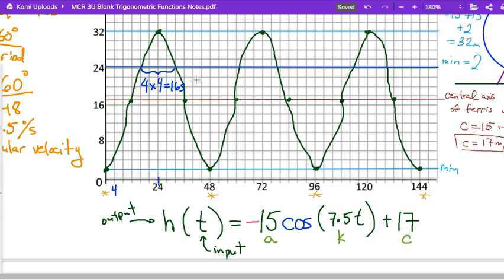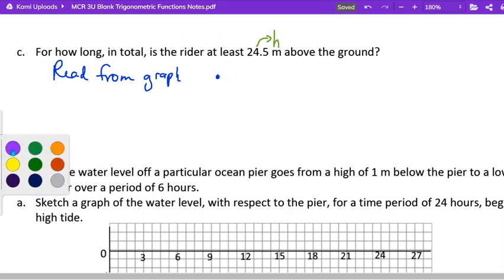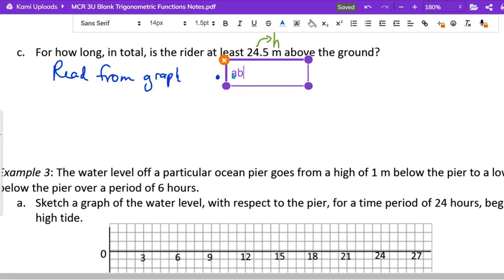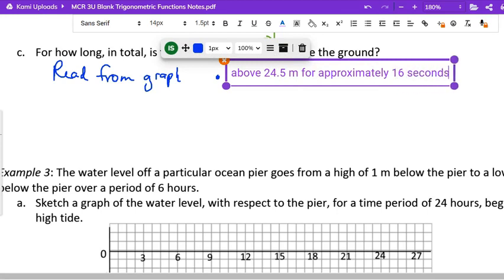Approximately, agreed? And that happens 3 times. So reading from graph, we can say above 24.5 meters for approximately 16 seconds each period, each cycle.